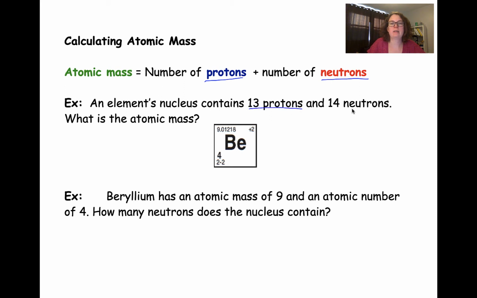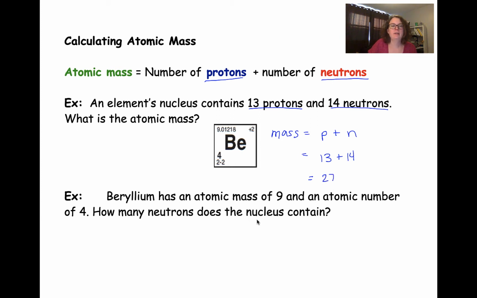So in this example, our element contains 13 protons and 14 neutrons. So what's the atomic mass? Right, so mass equals protons plus neutrons. So we get 13 protons plus 14 neutrons will give us an overall mass of 27.